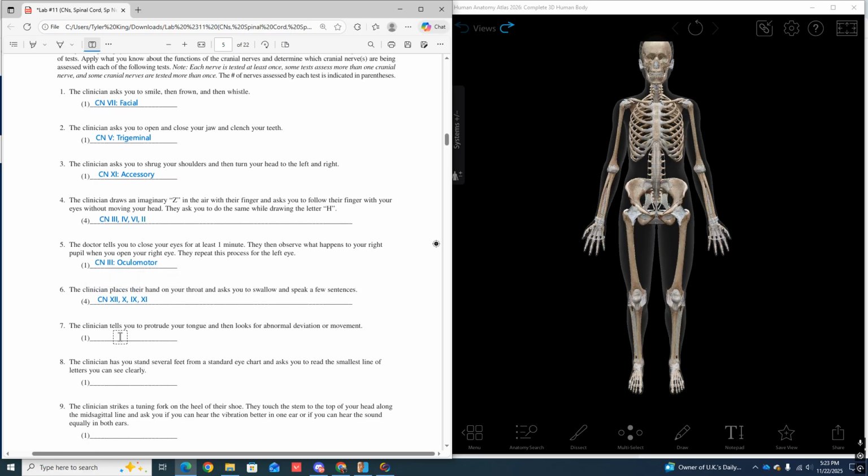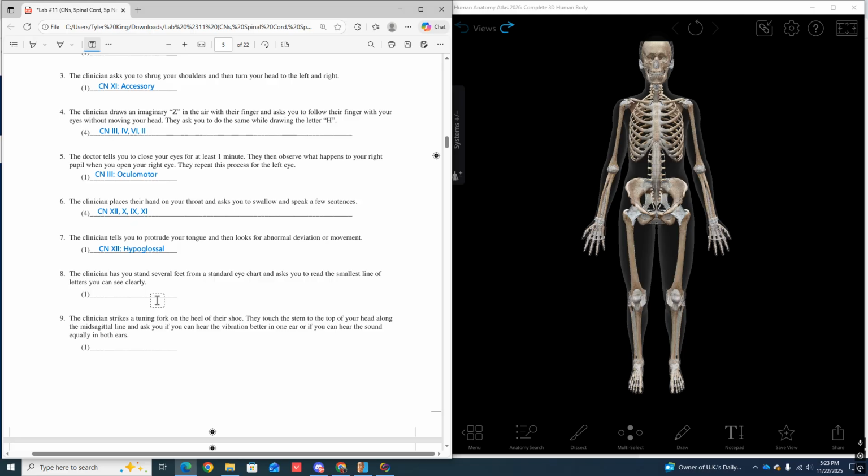Number 7, clinician tells you to protrude your tongue and then looks for abnormal deviation of movement. So you're moving your tongue here. What are you using? You're using your hypoglossal. Clinician has you stand several feet from a standard eye chart and asks you to read the smallest line of the letters you can clearly see. So purely testing your vision here, nothing related to whether you can move your eyes in a certain direction. It's just purely asking whether you can read what's on the eye chart. So this is the optic nerve here.